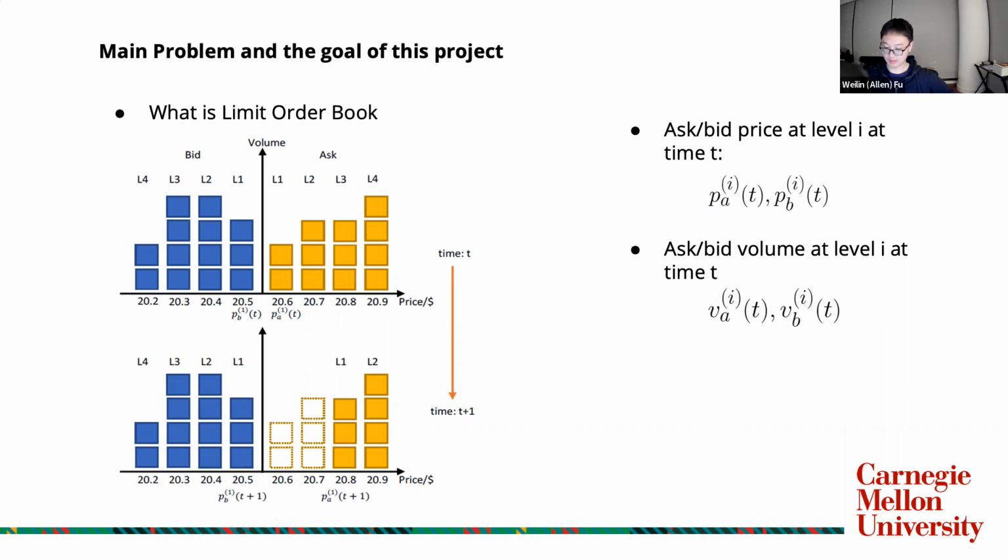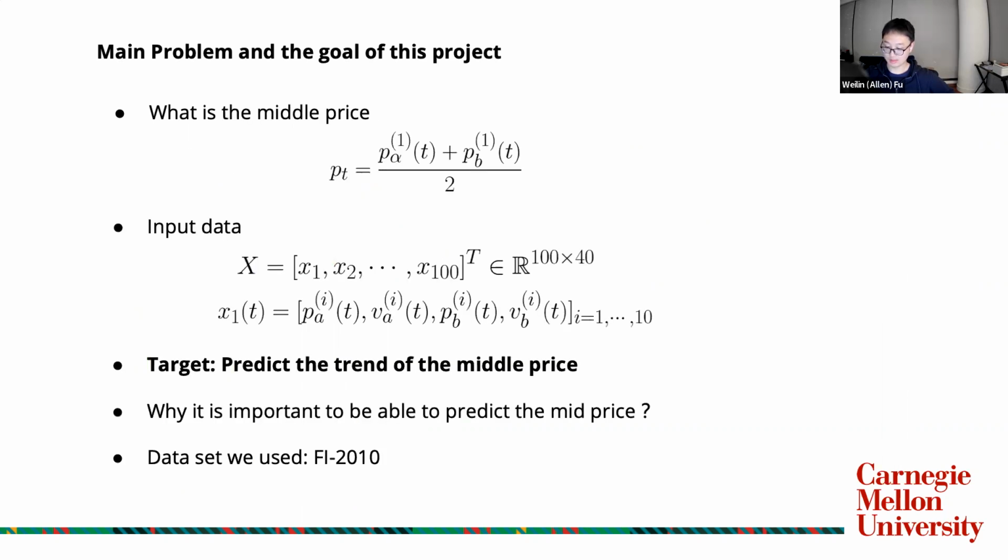There are also some definitions here. The mid price is the average of the best ask price and best bid price. The input data includes the price and volume data, which is a 100 by 40 matrix. And the target is a prediction on the trend of the mid price.